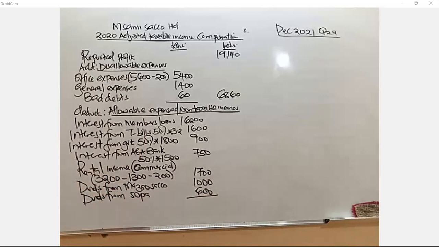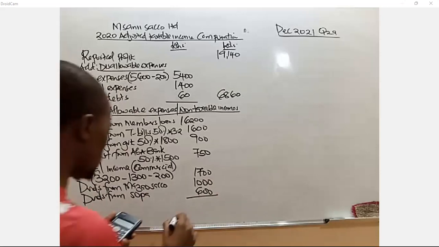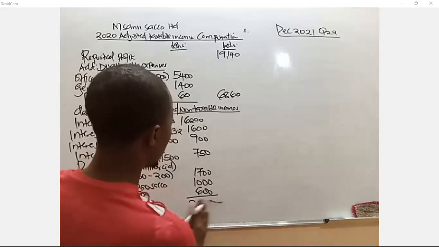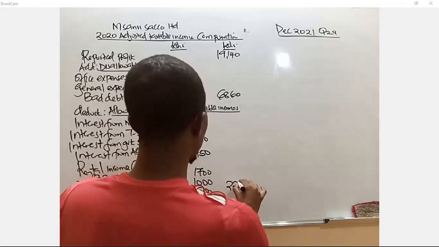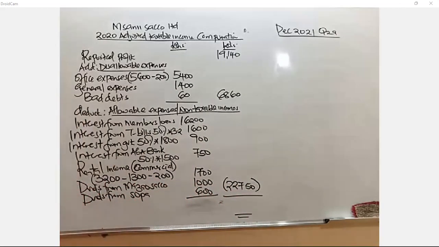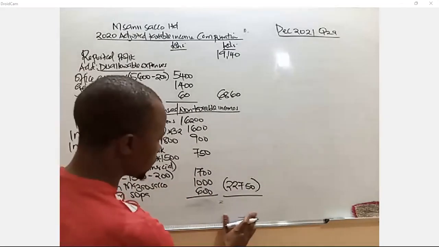How much is it? We have 16,200 plus 1600. What am I doing? 16,200 plus 1600 plus 900 plus 750 plus 1700 plus 1600. I think I'm getting around 22,750. Oh, sorry. So I'm getting 22,750, right?